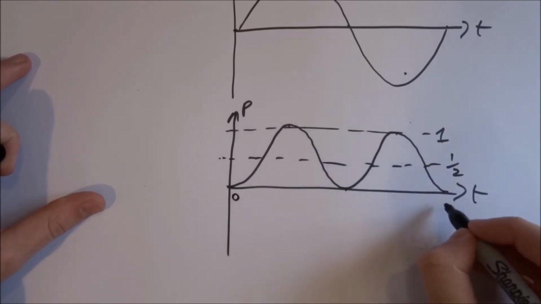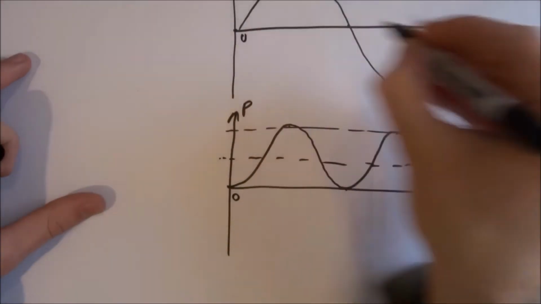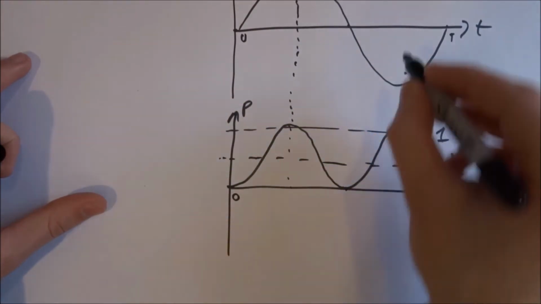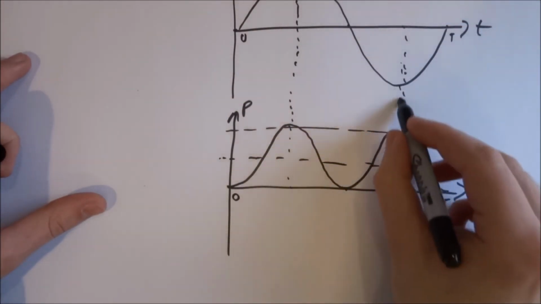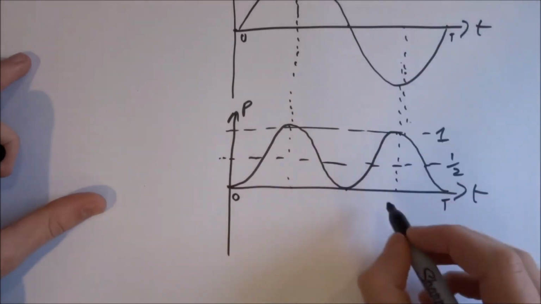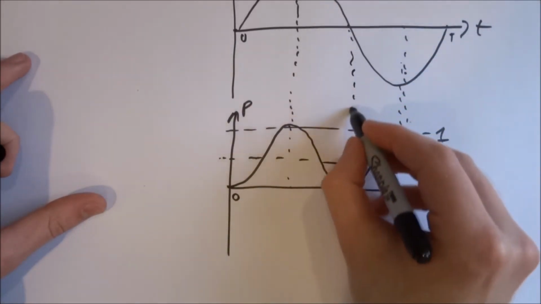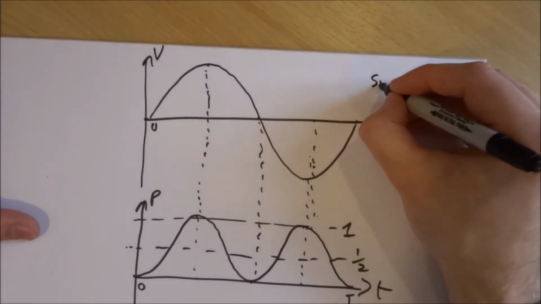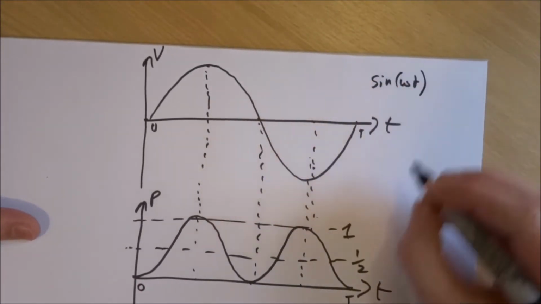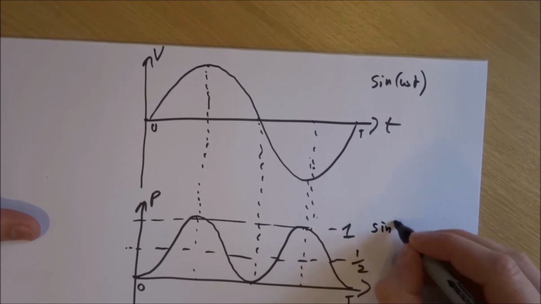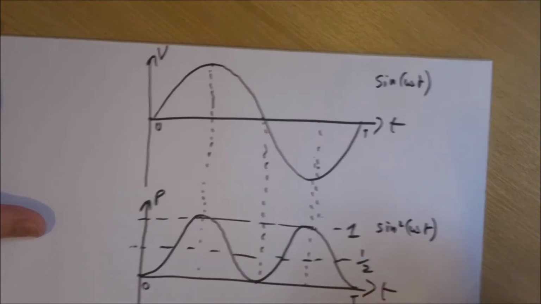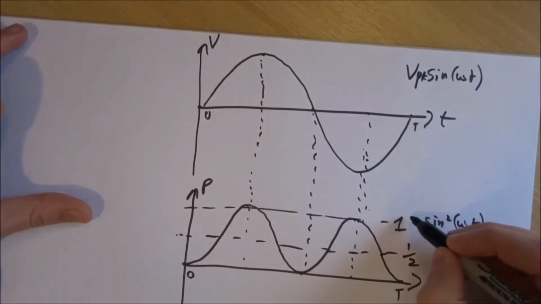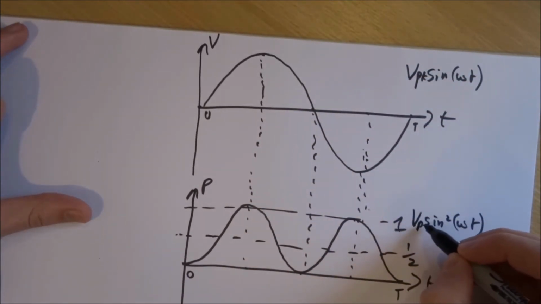And this is our period again, 0 to T. So the peak lines up with the peak. Because it's squared, all negatives become positive, so the trough and the peak line up, and the 0 lines up with the 0. So this has the function sine omega t. This has the function sine squared omega t. And it's all scaled by some peak value. So this would be V peak, and this is V peak squared.